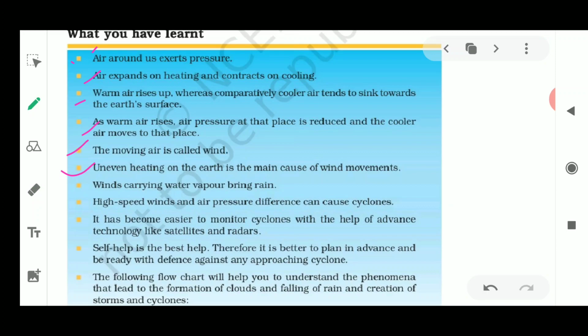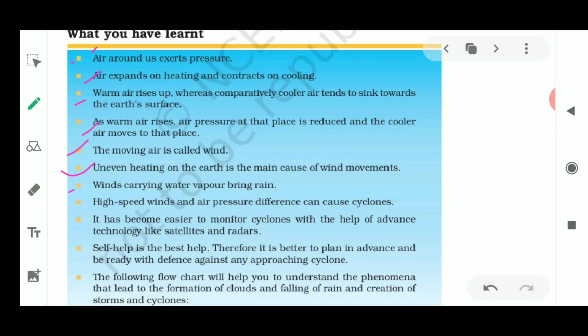Next is wind carries water vapor and brings rainfall. Now this point says that wind is carrying water vapor with it. Why is it carrying water vapor with it? Because wind is caused because of the vaporization of the water. Now when the sun is shining over the surface of the land as well as on the sea, the air becomes hot, as well as if it is present near the water bodies, then it is taking up the moisture also from the surface of the water bodies.